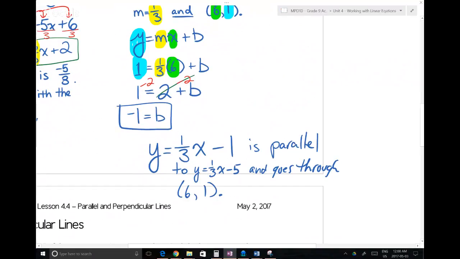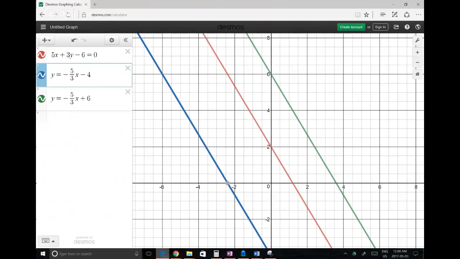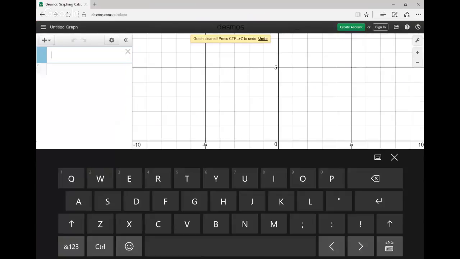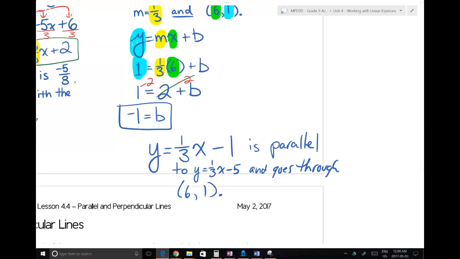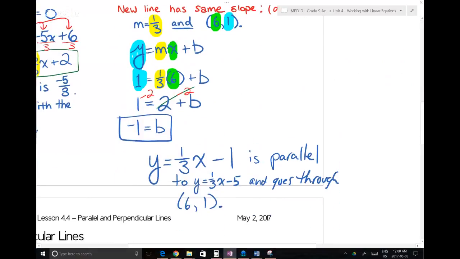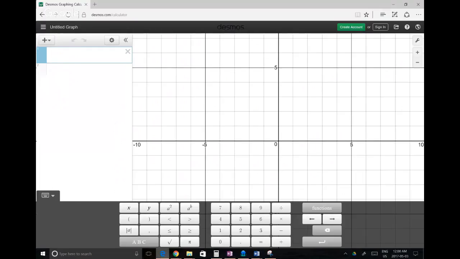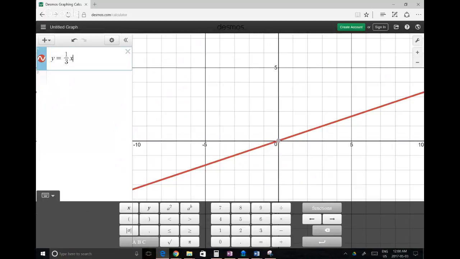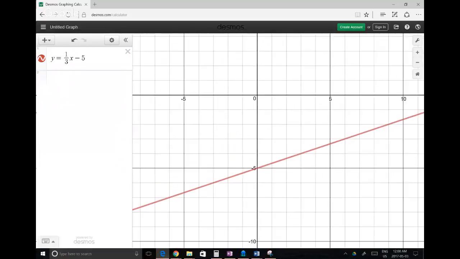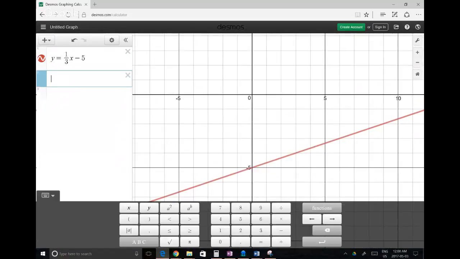And we can test that. I would always recommend testing something like this. Let's just put it in Desmos. Like graph. The original line was what again? It was 1/3 x minus 5. So the original line was y equals 1/3 x minus 5. And our new line was y equals 1/3 x minus 1. And then y here.